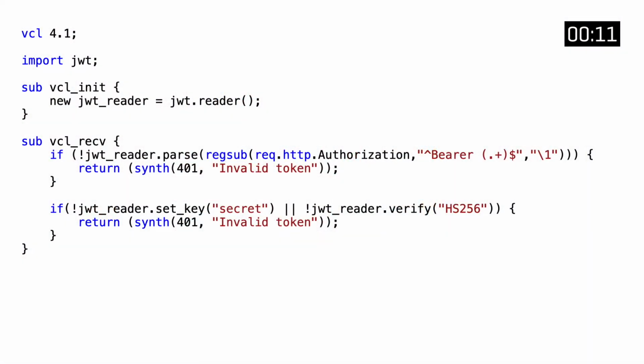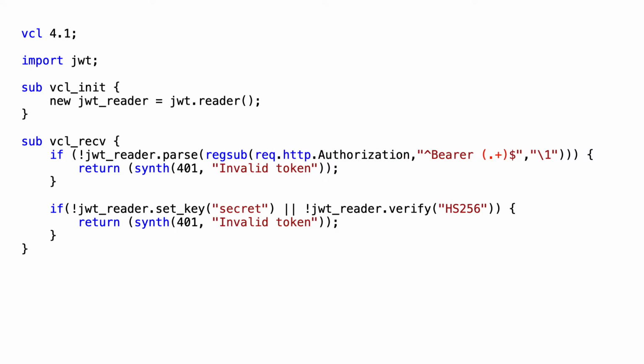Varnish can handle JSON Web Tokens through vmod JWT in Varnish Enterprise. It can both issue new tokens, modify tokens, but also read and verify tokens. Today in this video, we'll only read from the JWT. Here's some VCL code. The first thing we do is import the JWT vmod and initialize a JSON Web Token reader object. This object can be used to parse the JWT that is fetched from the authorization header, more specifically the part that sits next to the bearer keyword.